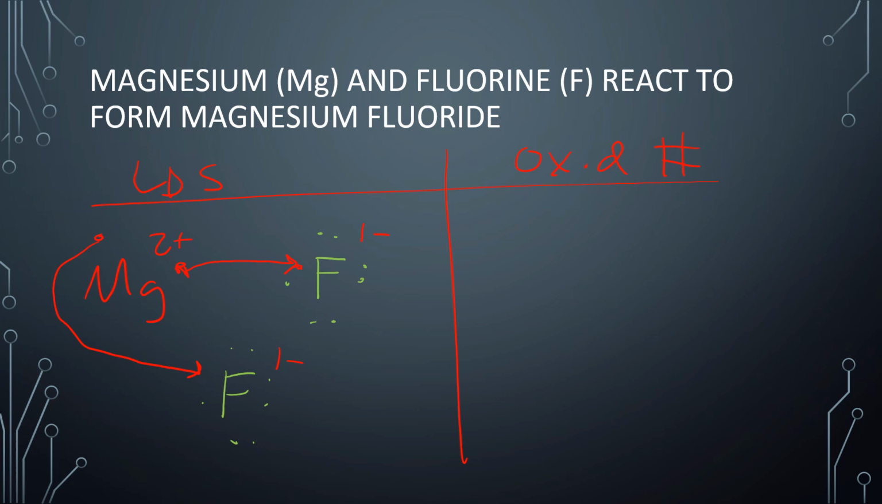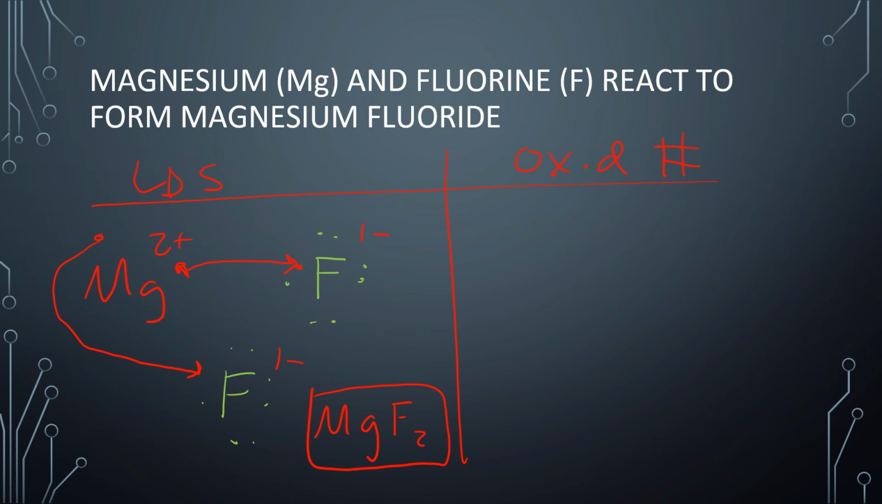A question you had on your lab: what is the overall charge for a compound like this? It would be neutral because you have a 2 plus charge and 2 1 minuses. You put them together, you end up with 0. So the pattern is cation and anion, and the formula is going to be MgF2 because there's 2 F's.